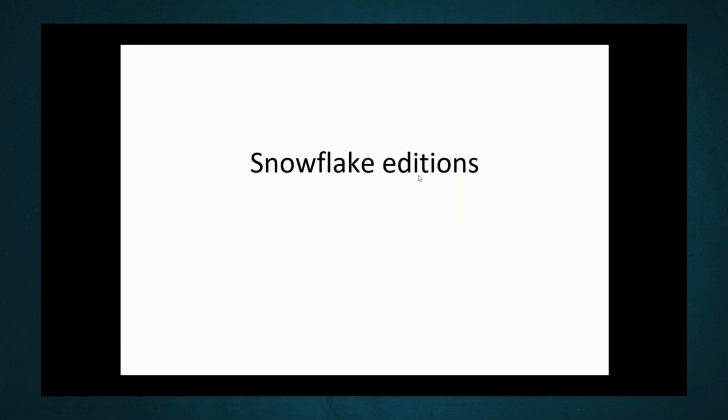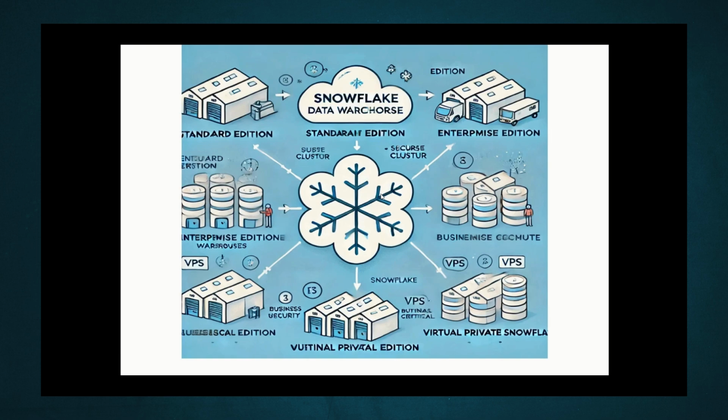So first of all, we can discuss the editions, what options are provided by Snowflake. There are four editions as of now, when I'm recording this video. The first one is the Standard edition, the second one is the Enterprise edition, the third one is Business Critical, and the last one is Virtual Private Snowflake. So the Standard edition is introductory level.